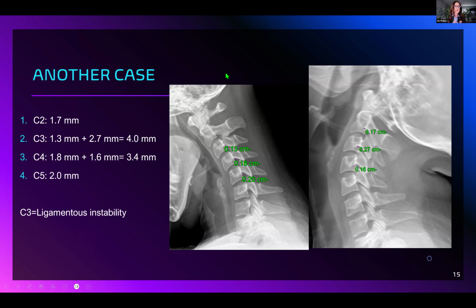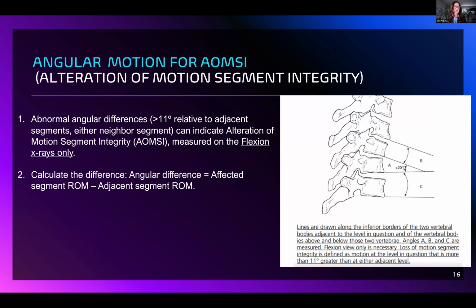All right. So now we're going into another instability category. Angular motion. There was a correction on the AMA guides, and you're only using the flexion lateral X-ray of your cervical spine, and you're going to be comparing it to the adjacent levels above and below. And then you get the difference of the measurements. If it's greater than 11 degrees in difference, then we have ligamentous instability. And it can be either neighboring segment or it could be both.